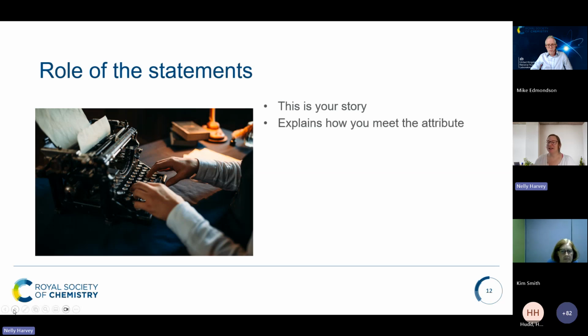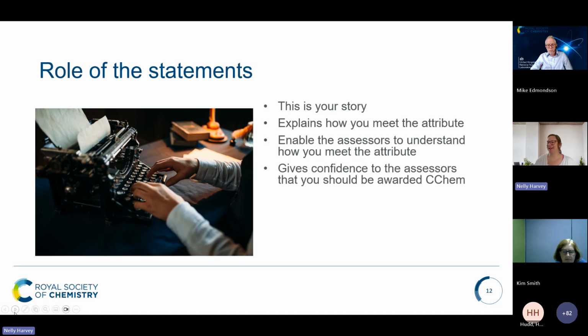And it's through showing the why and the how that the assessors are able to come to hopefully a successful decision. So your statements explain how you meet the attributes. I've already covered that. It aids the assessors' understanding. It also gives confidence to the assessors that you should be awarded a Chartered Chemist. They review the application holistically, and so they will be looking across all the 14 statements to understand if you're a bit weak in one area. Is there any supporting comment that you've provided or anything that you've written that they can apply, say, to that weaker attribute statement, for example? And on occasion, that does work in the candidate's favour.